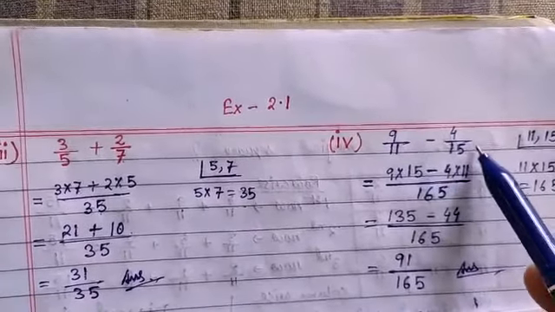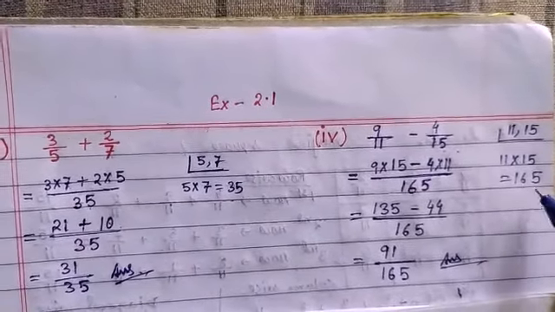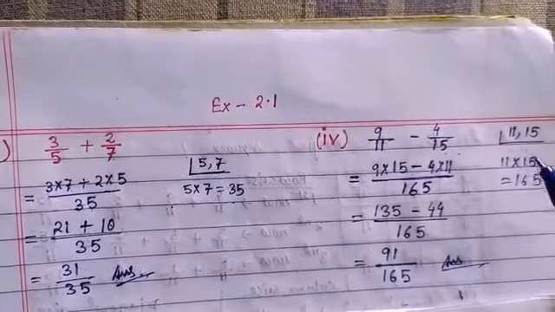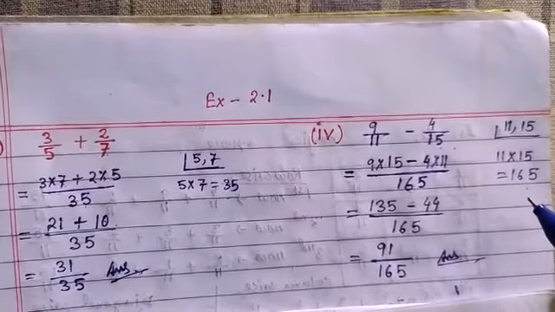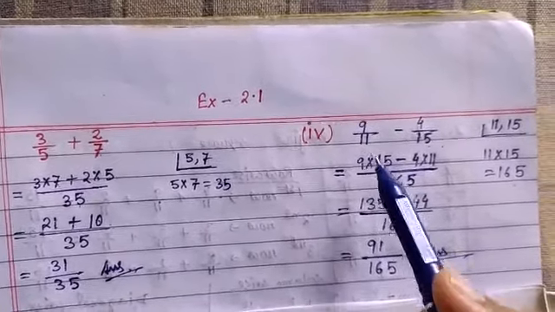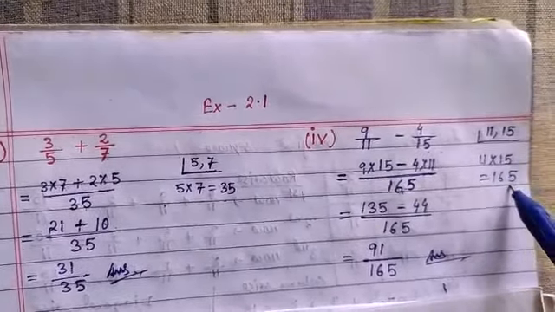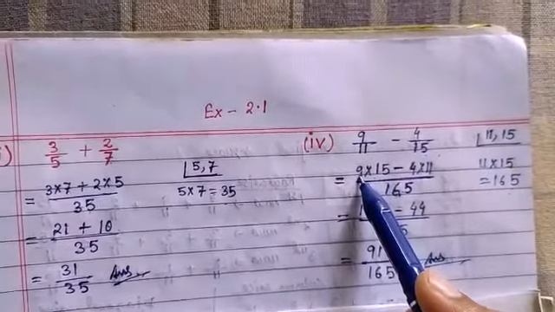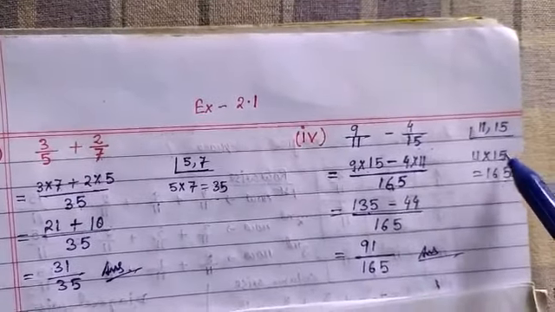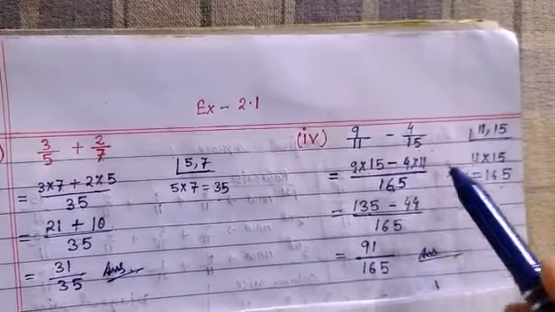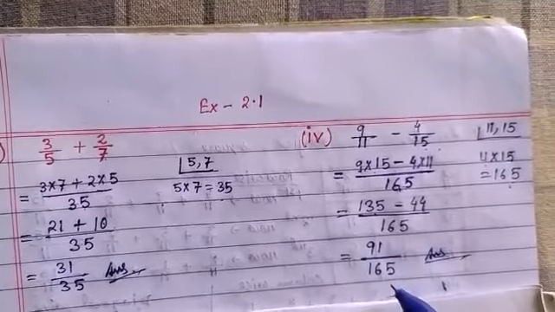Then question number 4. 9 by 11 minus 4 by 15. Here the LCM of 11 and 15 will be 165. Here also 11 is a prime number, 15 is a composite number, but the LCM will be 165. Then 165 divided by 11 is 15. Then 15 will be multiplied by 9, that is 135. And here 165 divided by 15 is 11. So 4 into 11, that means 44. Then simple subtraction, that is 91 by 165.